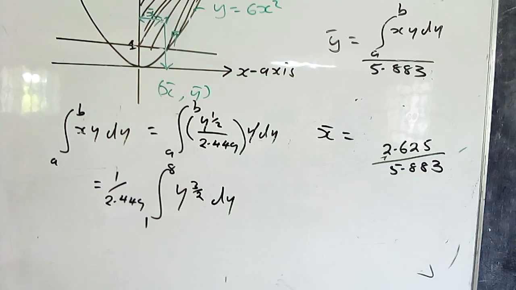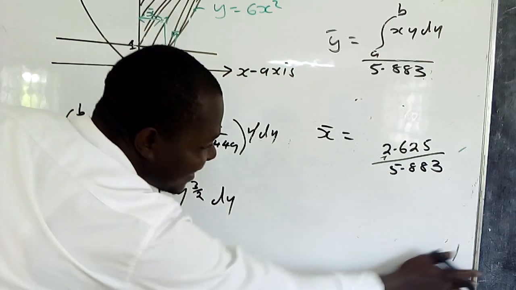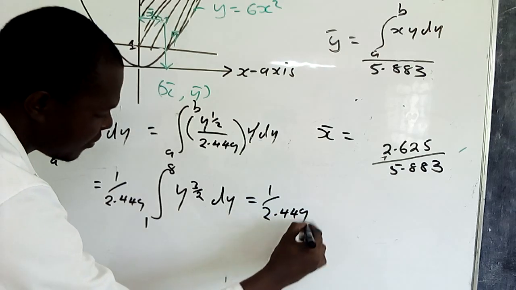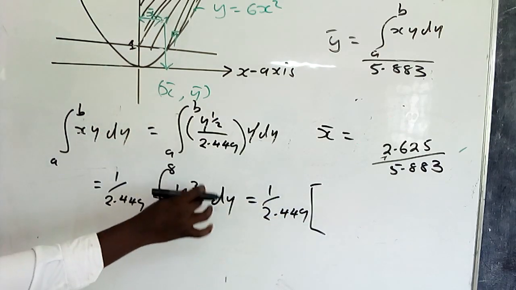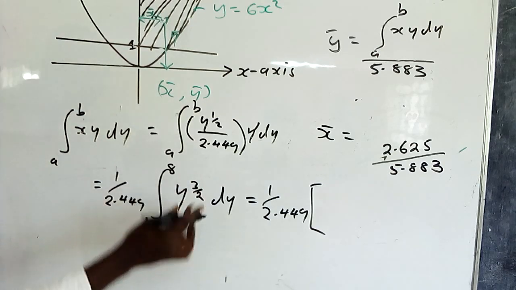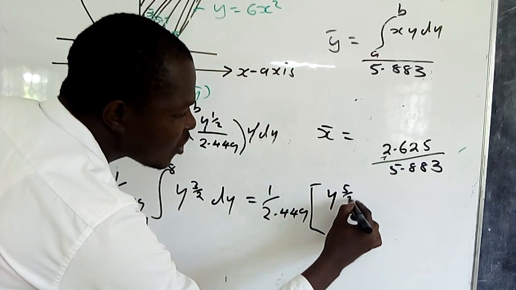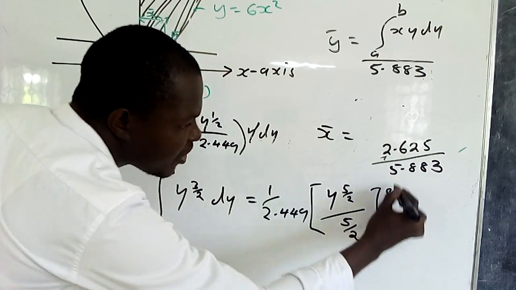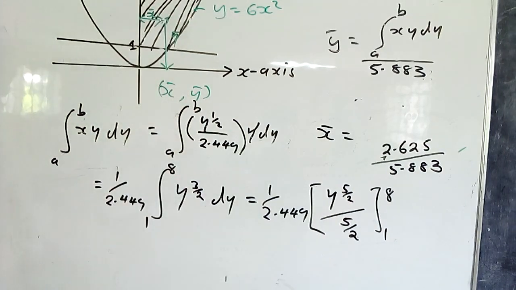After doing that, we just do the integration now, isn't it? So we have 1 over 2.449. Then in bracket, if we integrate, we simply add 1 to the power and we divide with the resultant power, isn't it? Yes. If you add 1 to the power, you get y raised to power 5 over 2. Then you divide by 5 over 2. Then you put your limits of integration from 1 to 8.